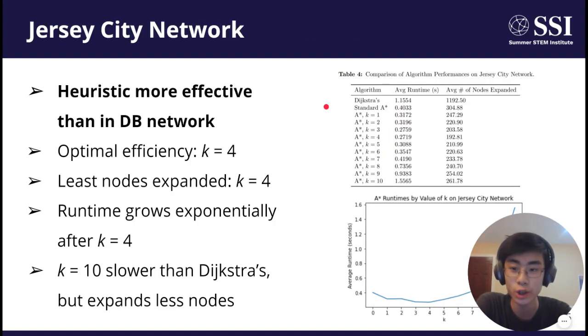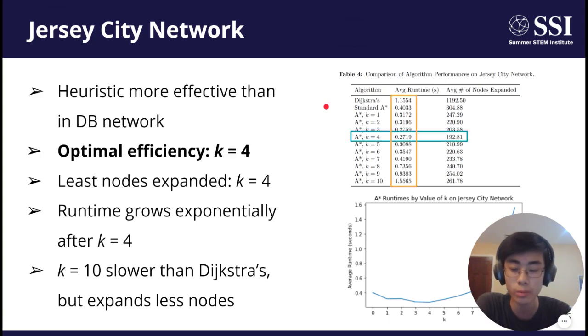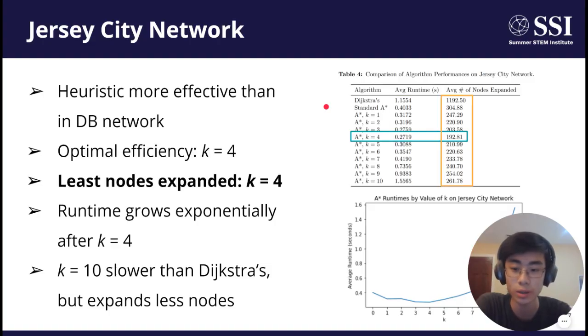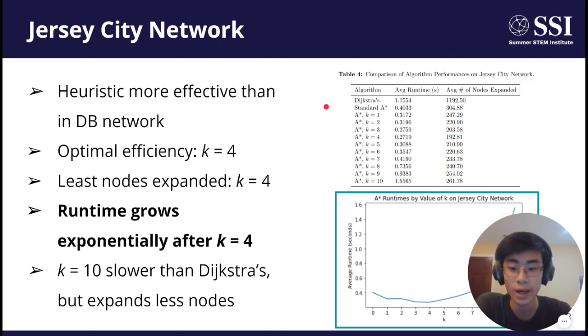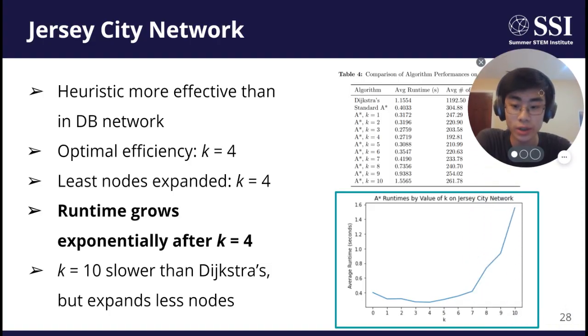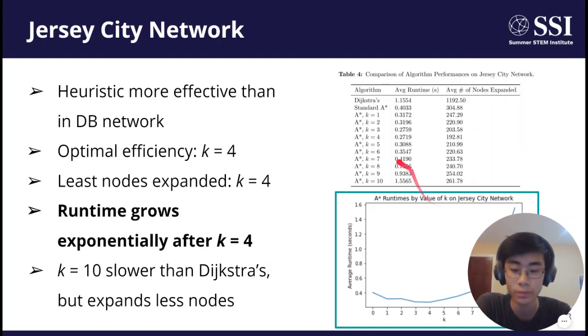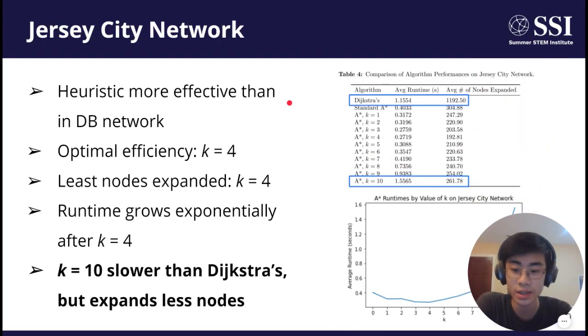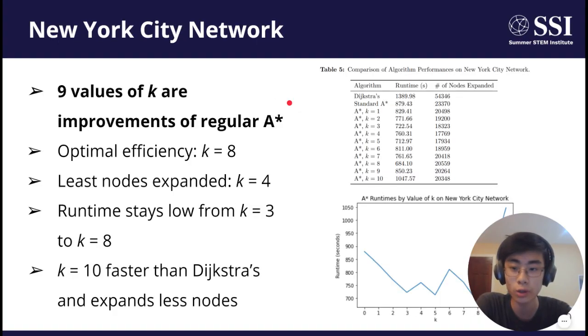Moving on to the medium-sized Jersey City network, we find that this heuristic is more effective for this network than for the downtown Brooklyn network. This time, the optimal efficiency occurs using the 4-step look-ahead heuristic, and this is also when the least number of nodes are expanded. As you can see in this graph here, the runtime grows exponentially after k equals 4. And A-star with the 10-step look-ahead heuristic is slower than Dijkstra's but expands fewer nodes, just like in the previous network.